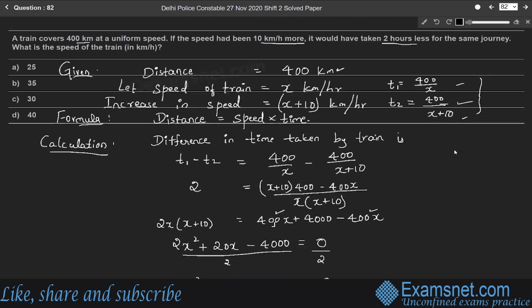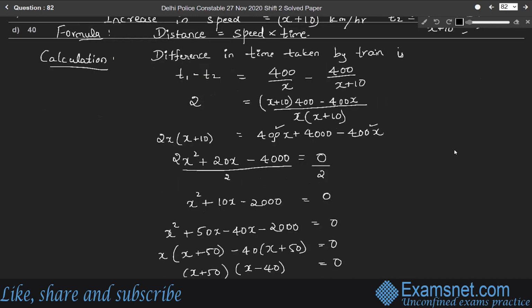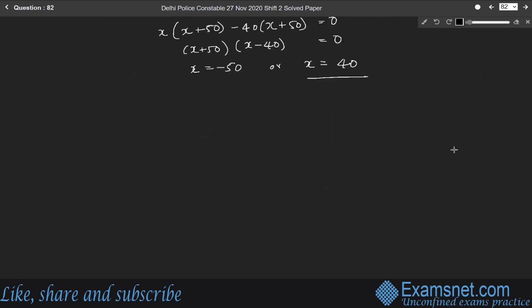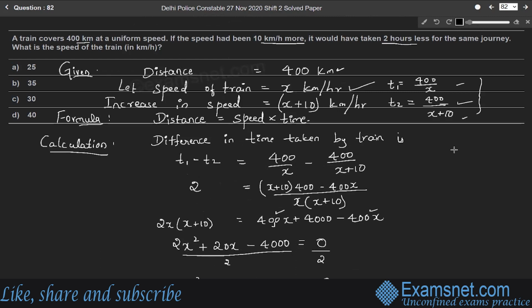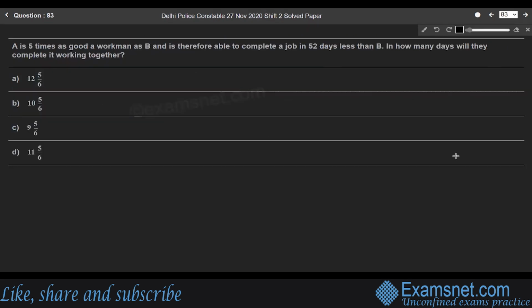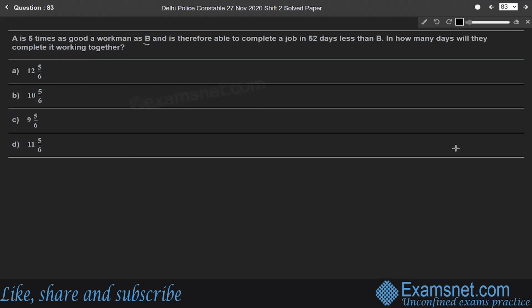So what is x here? According to the question, let speed of the train be x kilometer per hour. Therefore, x is 40 kilometer per hour because speed cannot be negative. Therefore, the value of x is 40 kilometer per hour. So, speed of the train is 40 kilometer per hour. Option D.